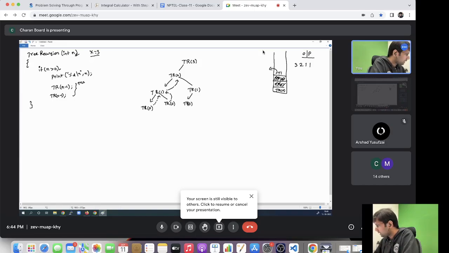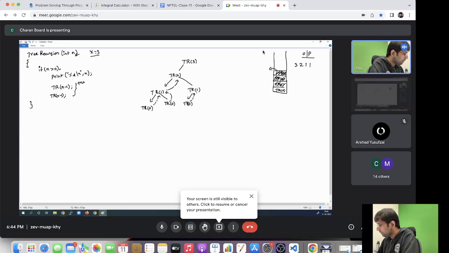So there will be another tr of 0 here. Okay, so tr of 0 is here. So there will be nothing printed here. It will come back here, because this condition will fail. So we have pushed another one, we executed one tr of 0, and there will be another tr of 0.